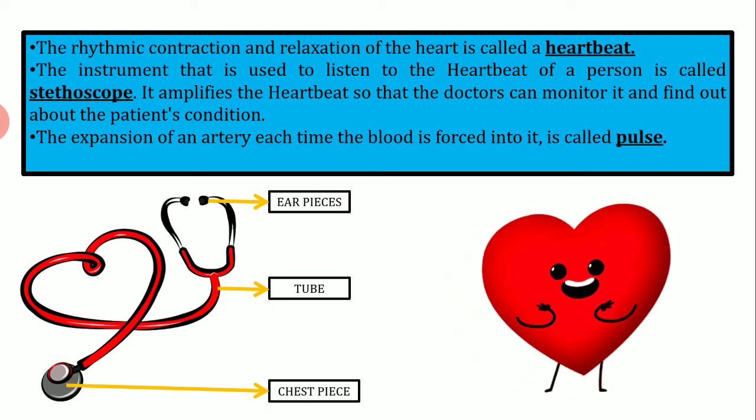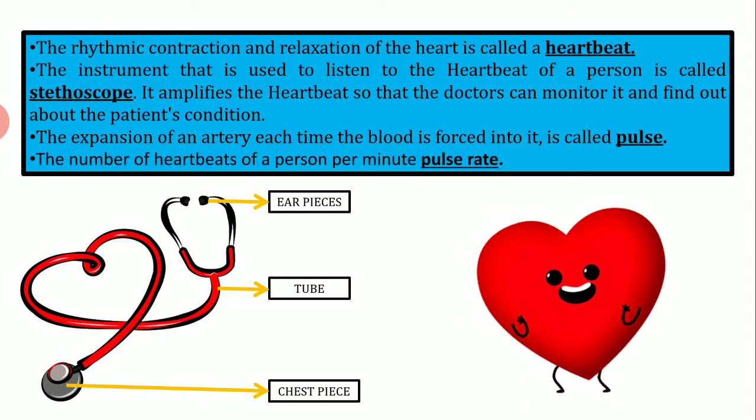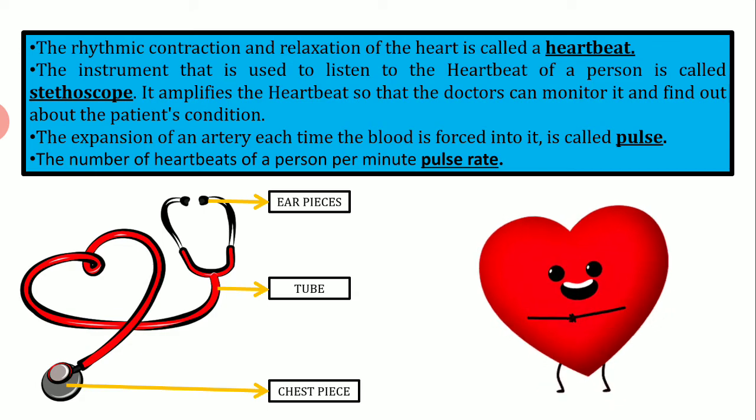The expansion of an artery each time the blood is forced into it is called the pulse, and the number of heartbeats of a person per minute is known as the pulse rate of that person.